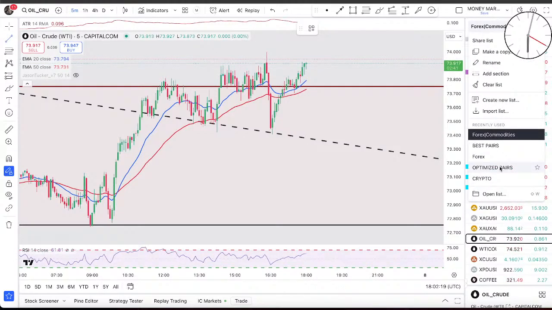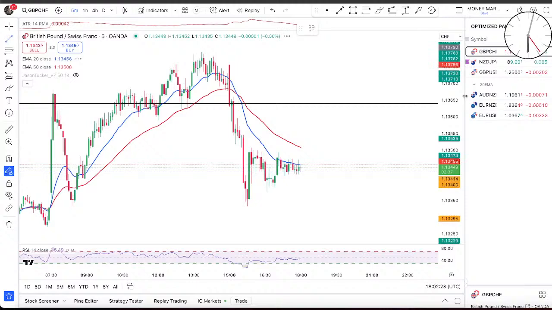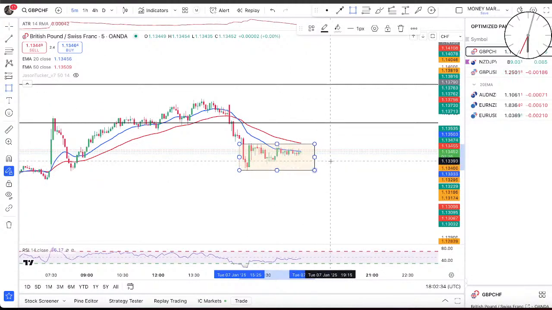Okay, so we have found three pairs, GBCHF as well. Here as well, consolidation, breakout setup, above or below will be the entry on 5 minutes time frame. Go 180, 280 are for your targets, 180 are for the stop loss.